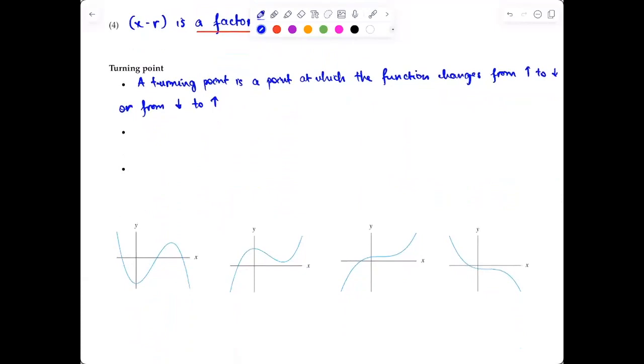All right, so before I write down the next two bullet points, I want you to look at these four graphs and tell me something. These four graphs are the graphs of some cubic function. Can you look at this and tell me on the first graph how many turning points we have? Two turning points. What about this one? Two turning points. What about these two? How many turning points do we have?